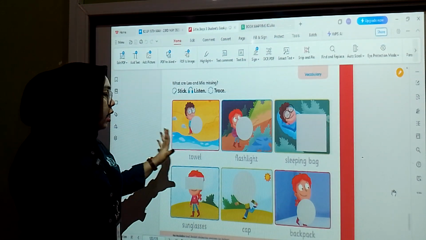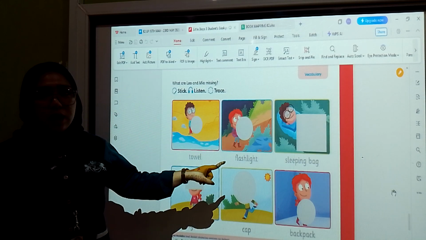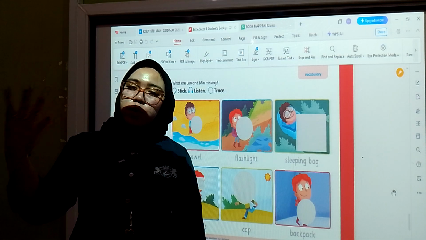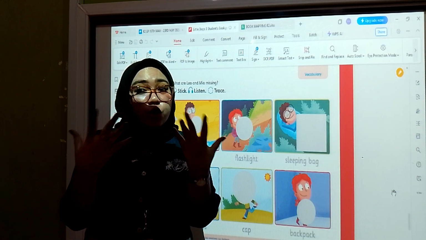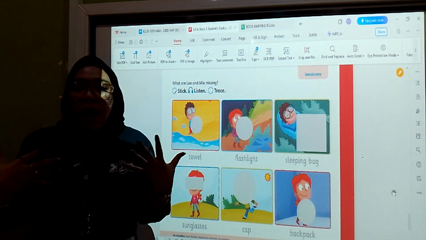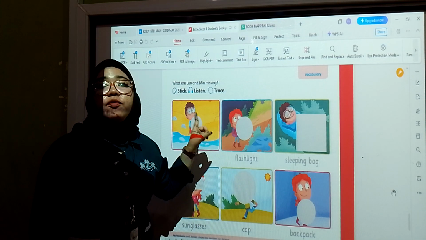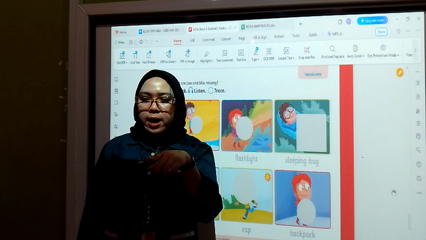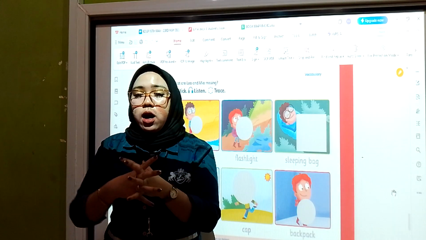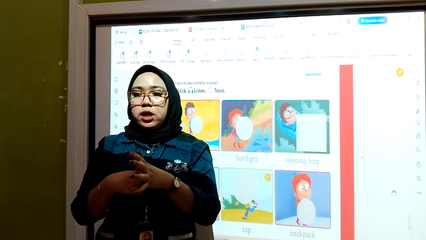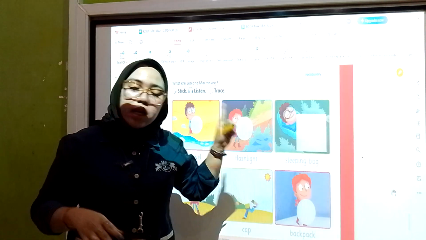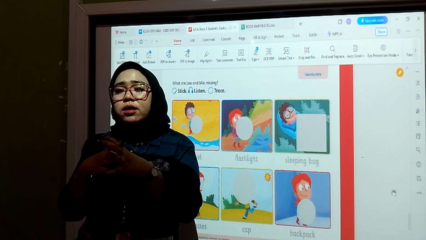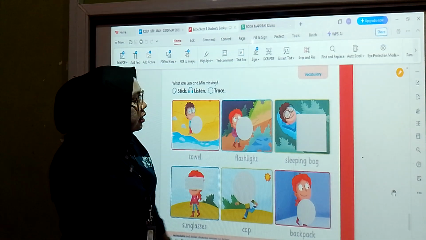By the way, everything that we bring, we need to bring for the right place. For example, the towel. If we want to go to the beach and swim, we need to prepare our towel to make our body dry. And then this one, the flashlight. Okay, guys, if you go to the mountains and the time is already night, and the situation in your area is very dark, we need to use the flashlight to make it bright, to help us see the way. And then this one is a sleeping bag.